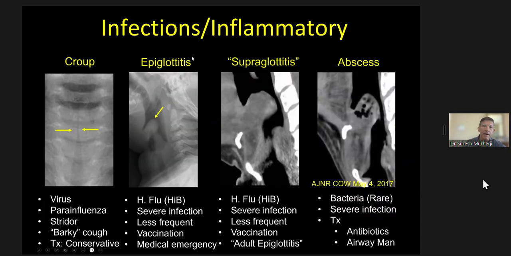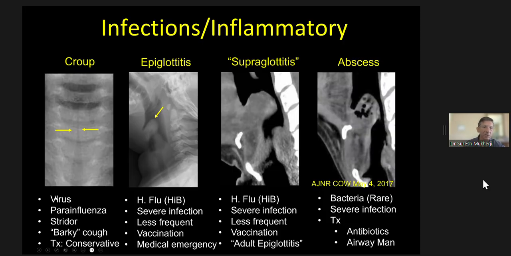So when we talk about infectious and inflammatory processes, let's first start off with some of the more common things. From my standpoint, I don't really read plain films anymore, but if you are working in a pediatric population, sometimes these kids will come in with a barky-like cough. In this case, what we see is narrowing of the airway. In the old days, we would call this a steeplechase. Now, I don't know if you still call it a steeplechase or not as residents, if this is what you're taught, but this is the typical appearance due to croup.